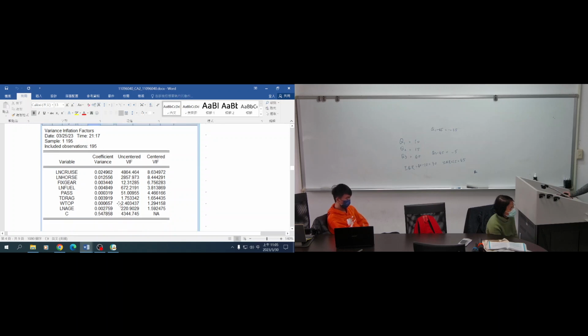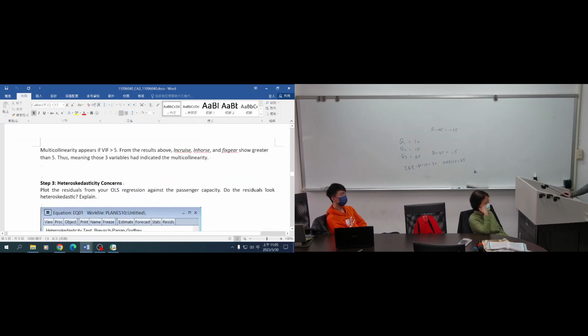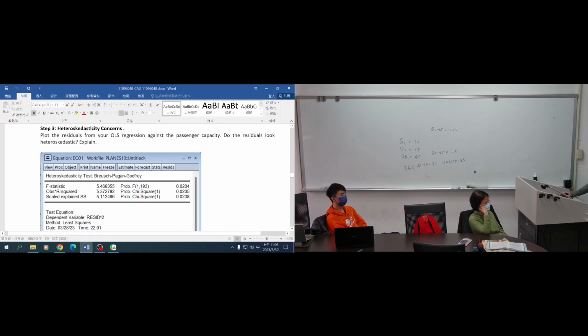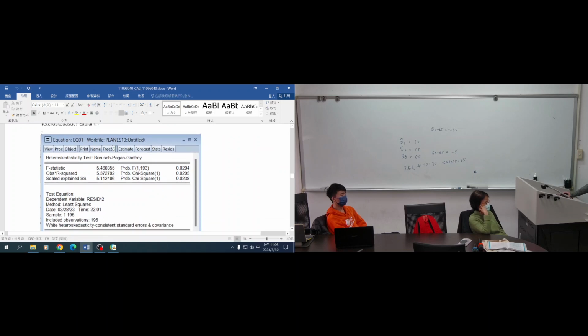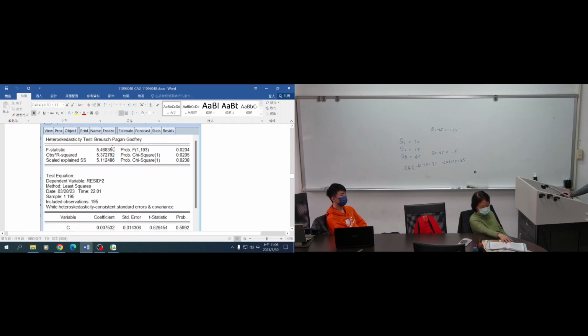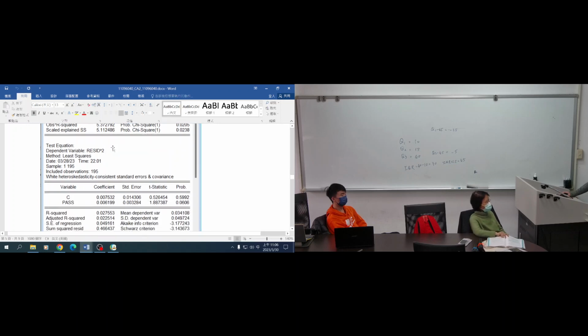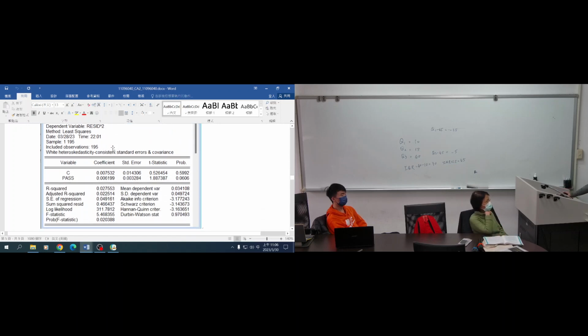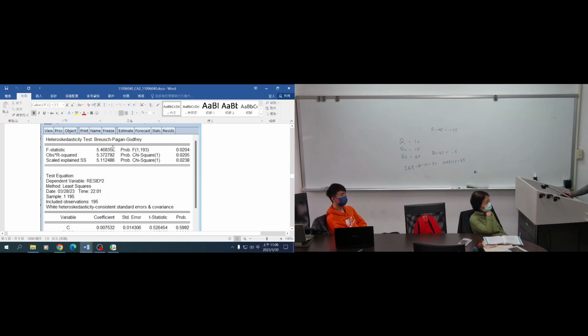And this is the VIF. We have these three high VIFs, which are ln cruise, ln horse, and fixed gear. And for step 3, I do it like Steve does, but actually I just did the residual plot from eViews, but I didn't put it here. It shows the same as the one Dylan has, from eViews.